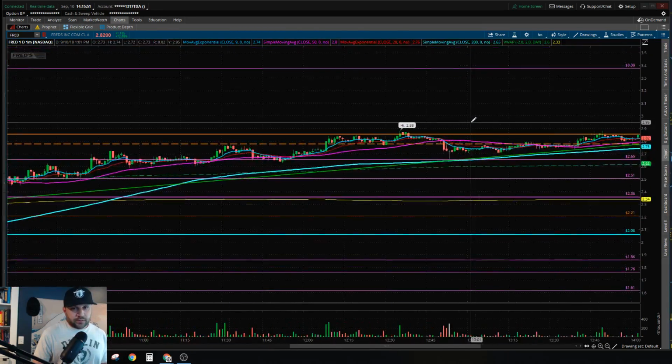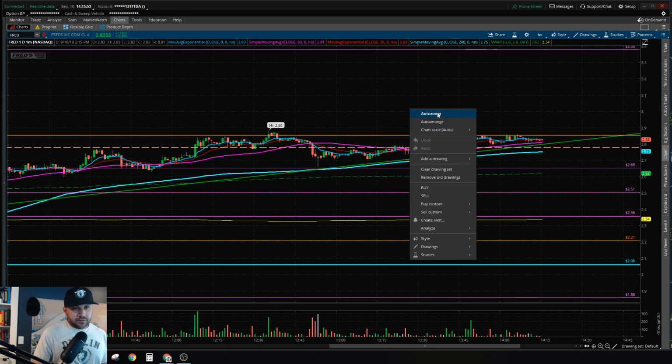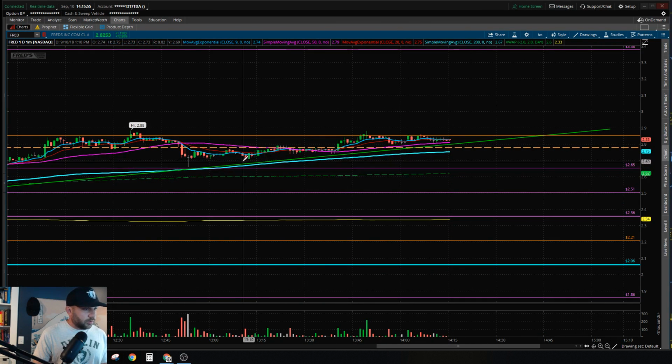So that's a little bit of a technique and something to keep in mind when you guys are trying to do quick scalps. It's something that helps me. I shared it with the trade room.